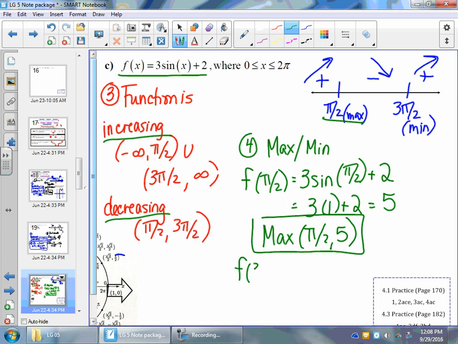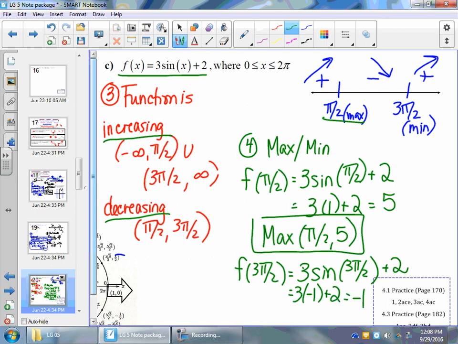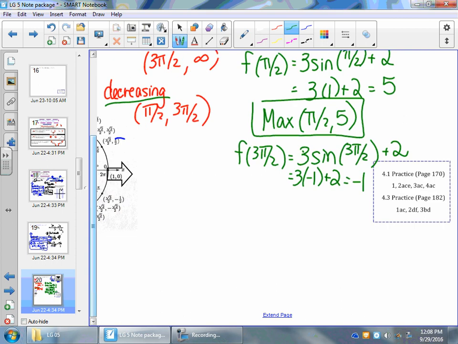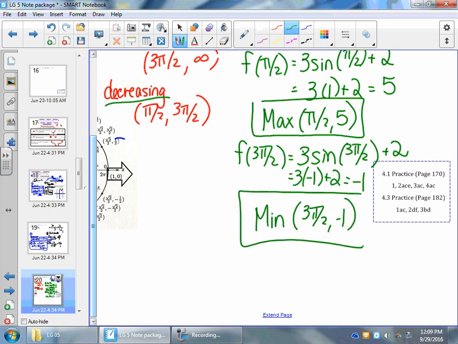The last one, 3 pi over 2. So I've got 3 sine 3 pi over 2 plus 2. And that's going to be 3 times -1 plus 2, which is going to be -1. So remember, that one was our minimum value. And we've got 3 pi over 2, comma -1.